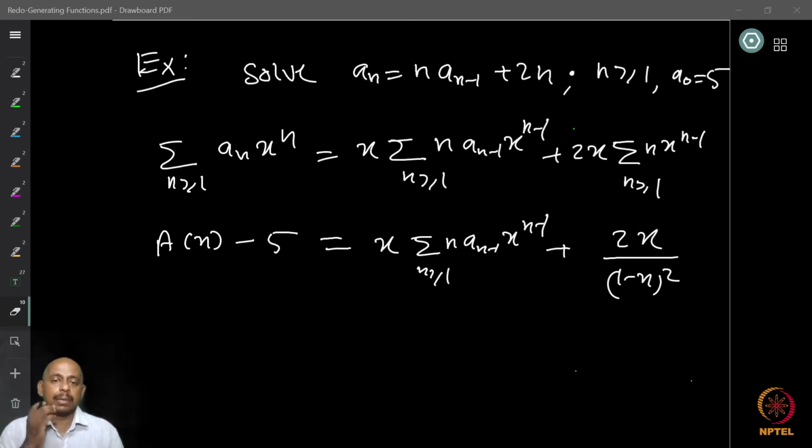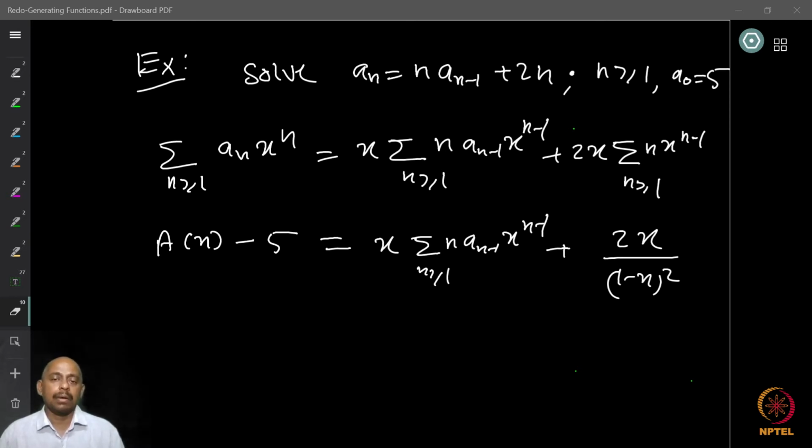But now the problem is, what do we do with this other term, the first term on the right hand side? We have the summation of n a_{n-1} x^{n-1}, and we don't know how to convert this to a nice formula or write it in terms of A(x). Because of the n sitting there, it is not easy to do that.